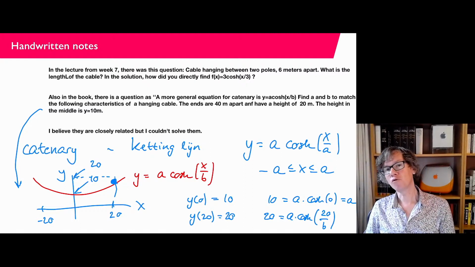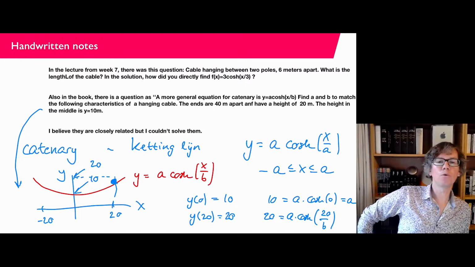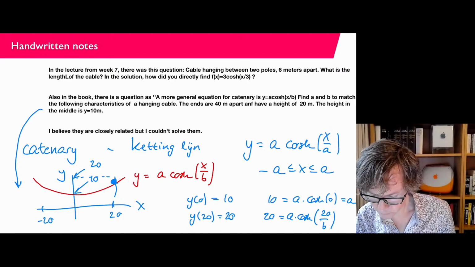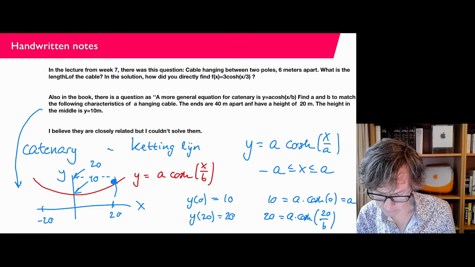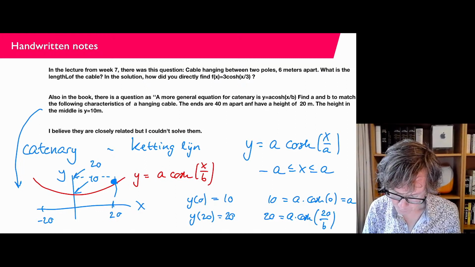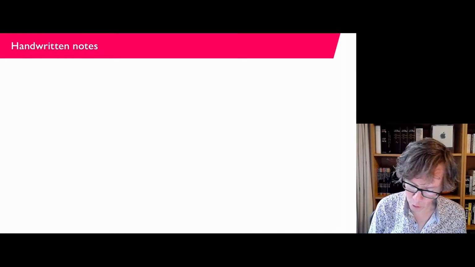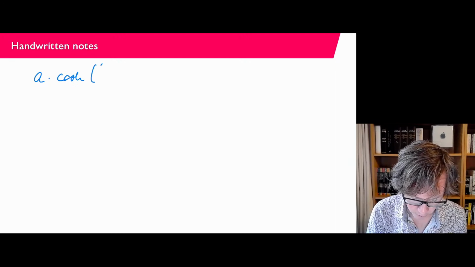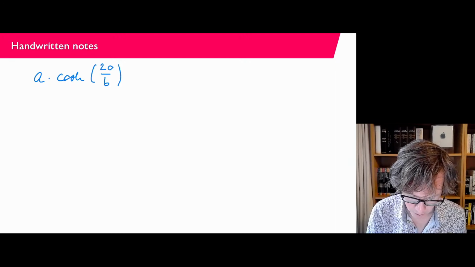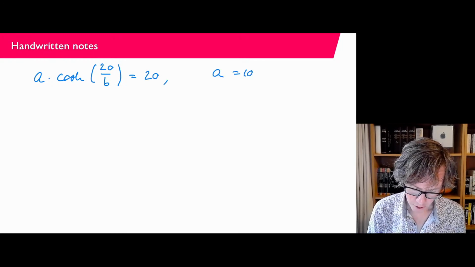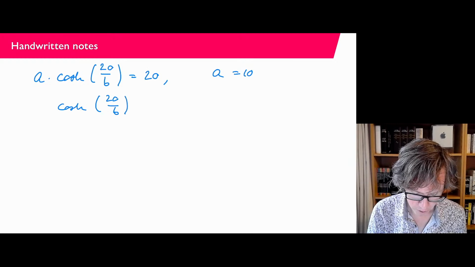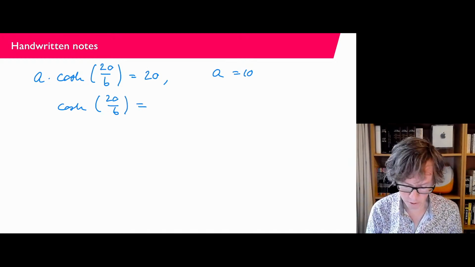And this can give you b. Actually, I would like to show how this goes, because it is a trick that you should have seen once. And I'm not sure if you did any questions on that. So where we currently are with this question is that we have a times cosine hyperbolic 20 over b equals 20, and we have found that a equals 10. So apparently the cosine hyperbolic of 20 over b equals, well, 20 divided by 10 is 2.